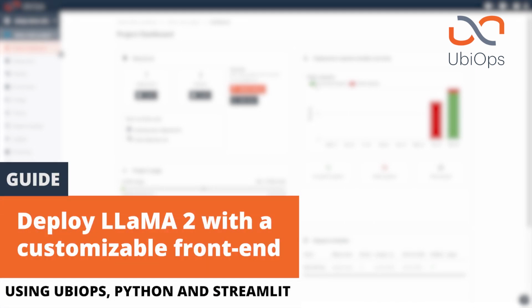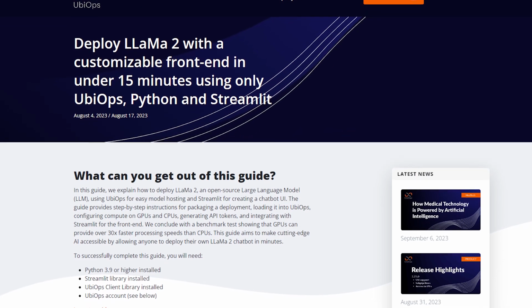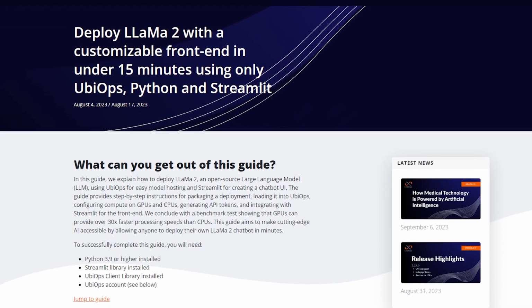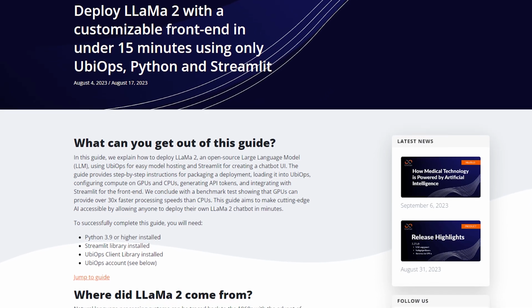Deploy LLaMA 2 with a customizable front end in under 15 minutes using only UbiOps, Python, and Streamlit. In this guide, we explain how to deploy LLaMA 2, an open source large language model, using UbiOps for easy model hosting and Streamlit for creating a chatbot UI.